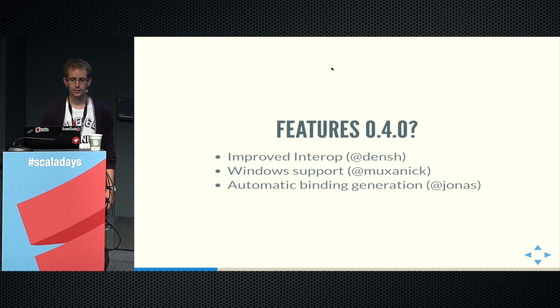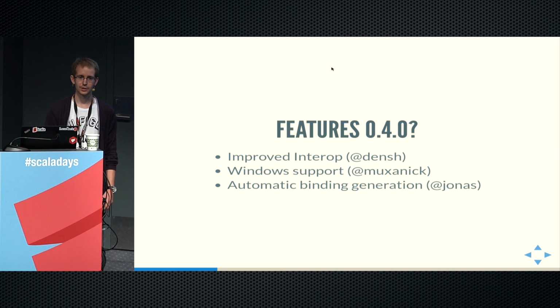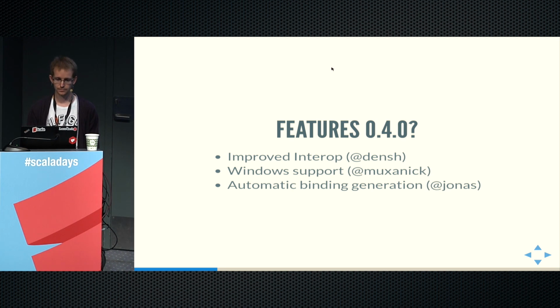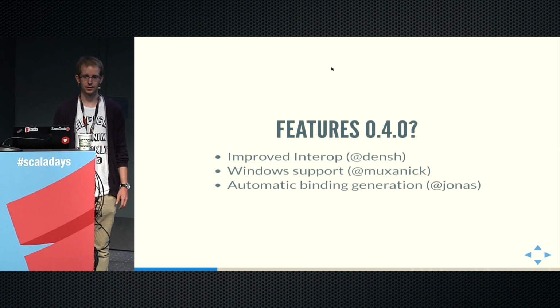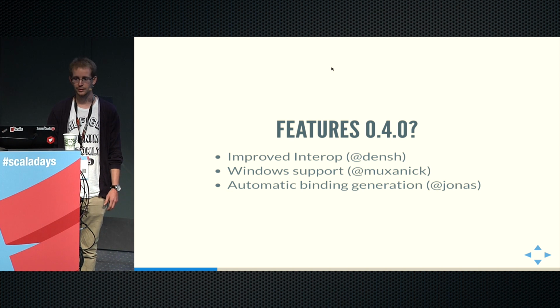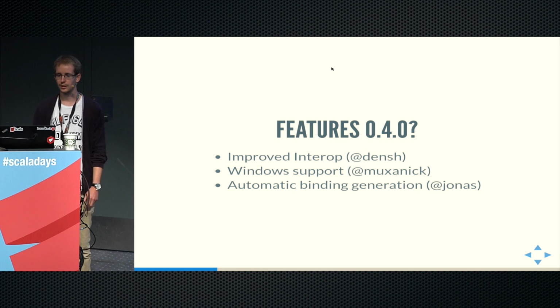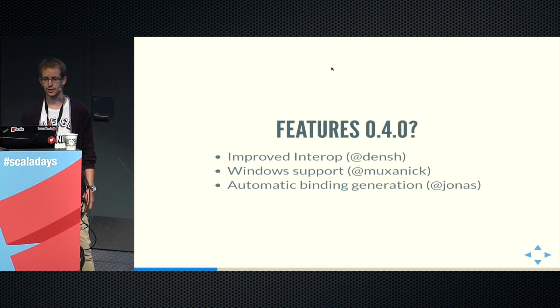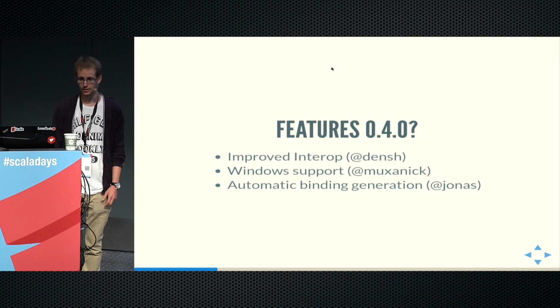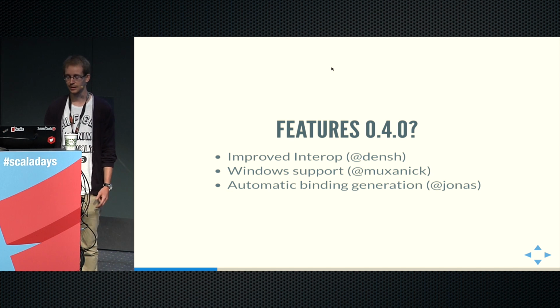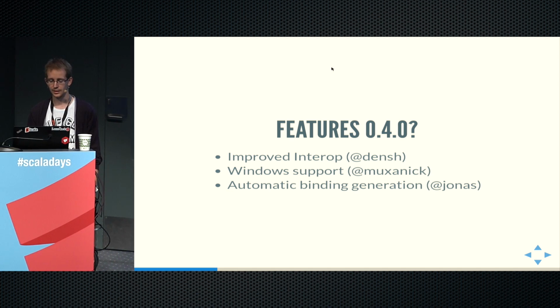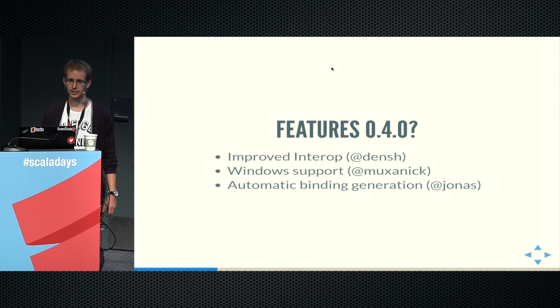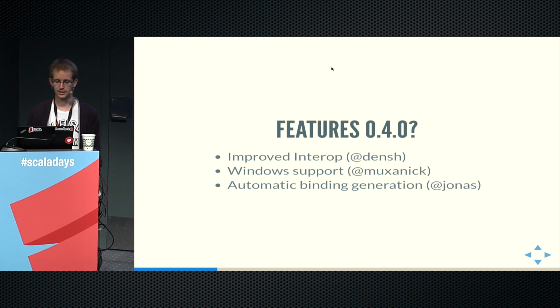In the future, we will work more on improving the interoperability story. That's the work that Denis is going to be doing. We also have an open pull request for Windows support that has been contributed by an external contributor. And we'd also like to have automatic binding generation. That should be able to generate the glue code between Scala and C, and it will make it easier to use stuff defined in C.